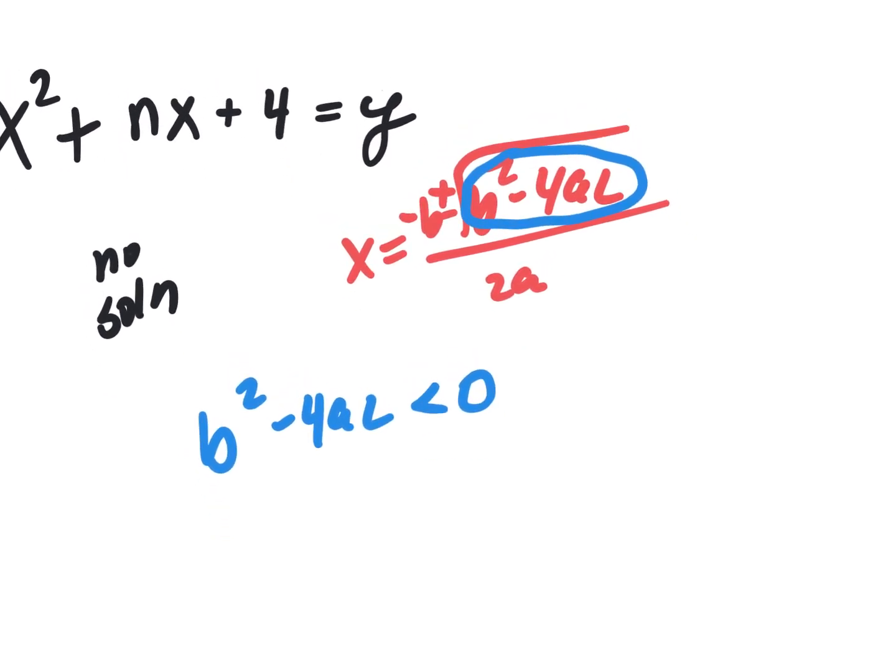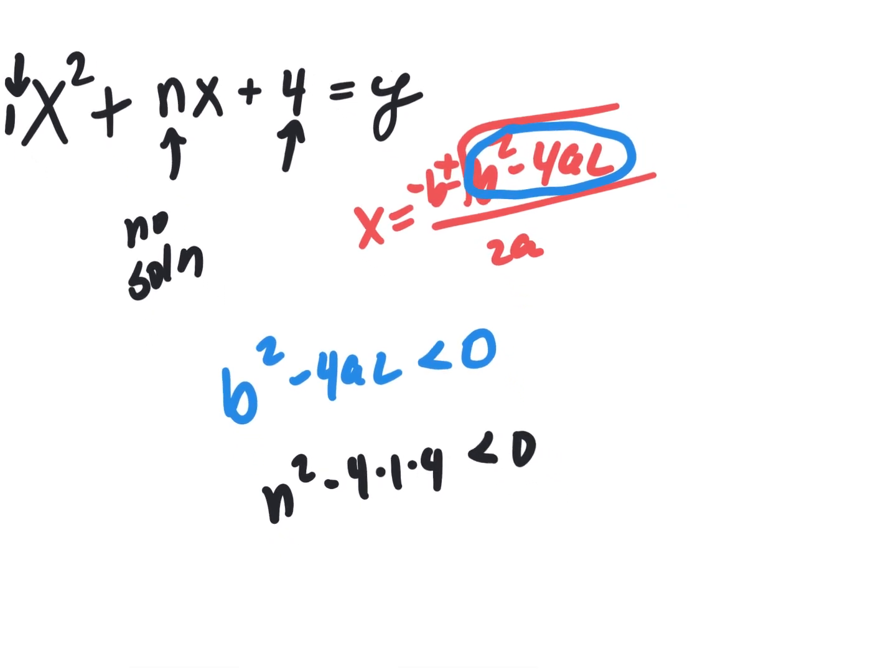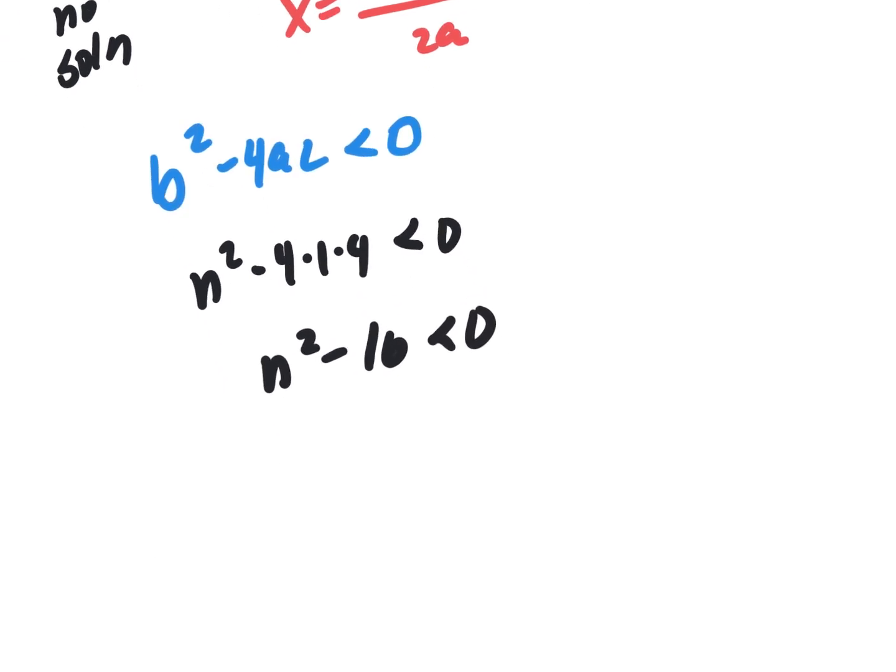But what are a, b and c in this case? I'm going to put in b is n. See, that's our b in this case. So n squared minus 4 times a. I know the a. A is a 1. There's a 1 right there. 4 times 1 times, I know the c is a 4 right there, is less than 0. And now I have n squared minus 16 is less than 0. And does that look familiar?